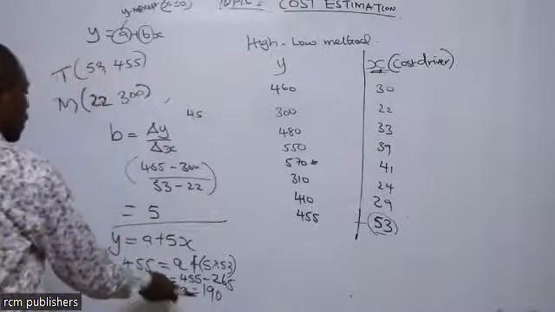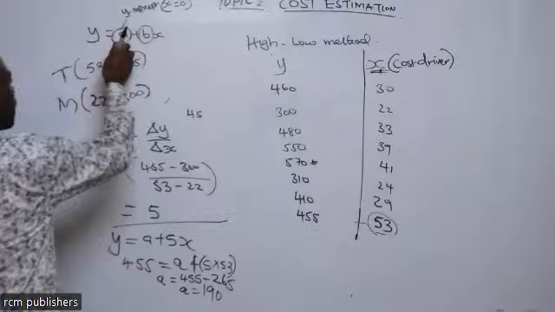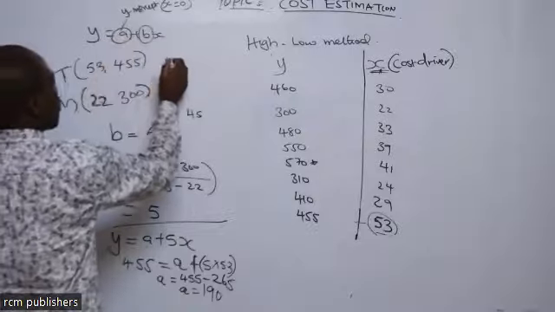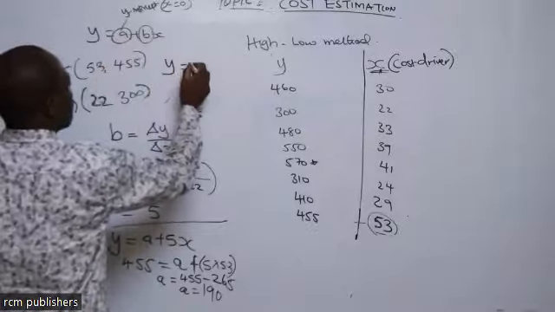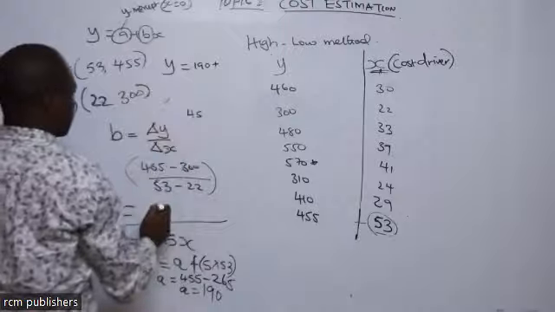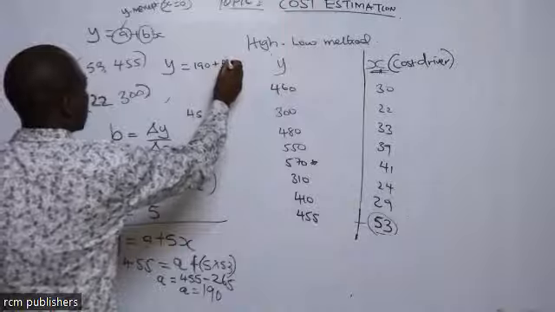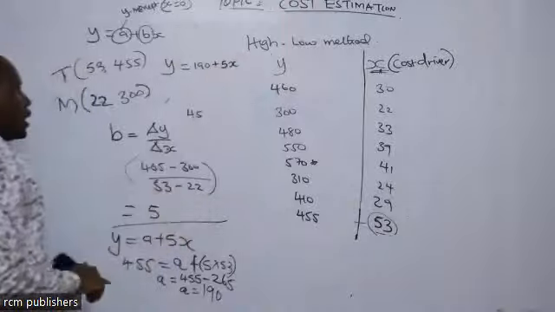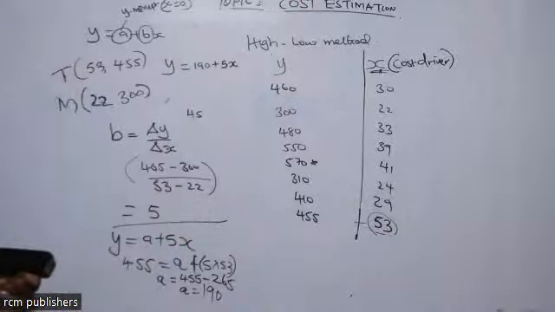So once we have A and B, that is the only thing we were lacking in this function. So our Y is equal to A, which is 190, plus BX, B is 5, X. That is what we were required to calculate.